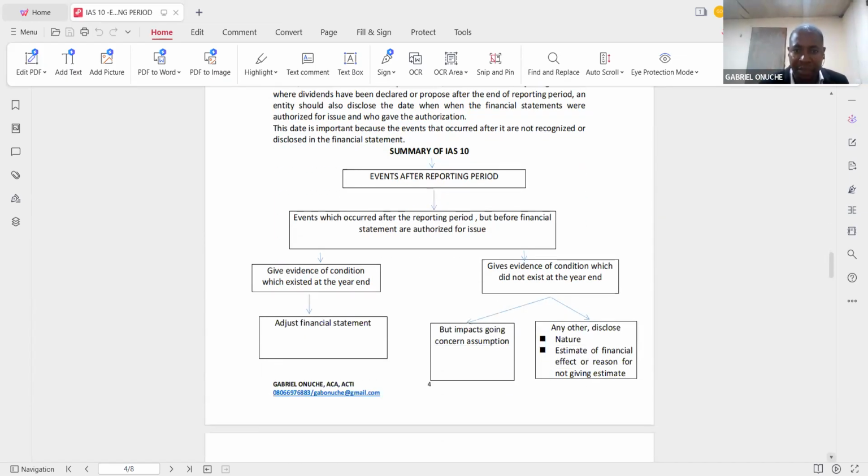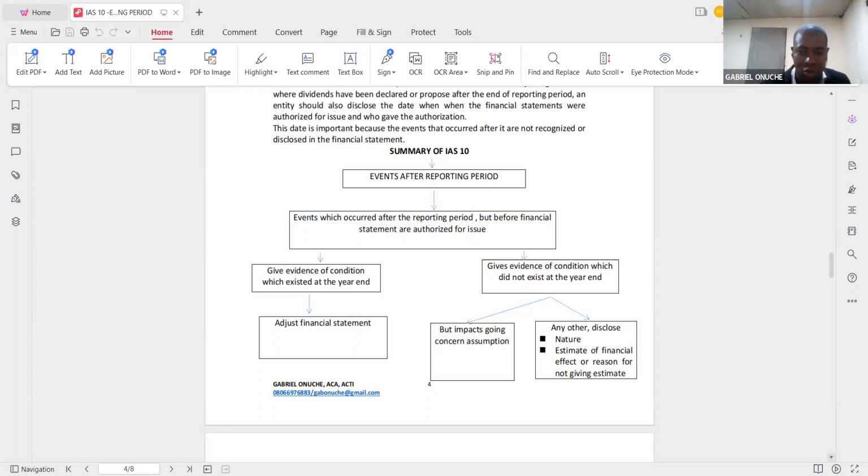And in summary, event after reporting period is put here in the diagram as a summarized form. I have said they are the events that occur after the reporting period, either favorable or unfavorable, but before the financial statements are authorized for issue. Now, I said they are classified into adjusting and non-adjusting events. An adjusting event gives evidence of a condition which existed at the year end or at the reporting date, while a non-adjusting event gives evidence of a condition which did not exist at the year end or at the reporting date.